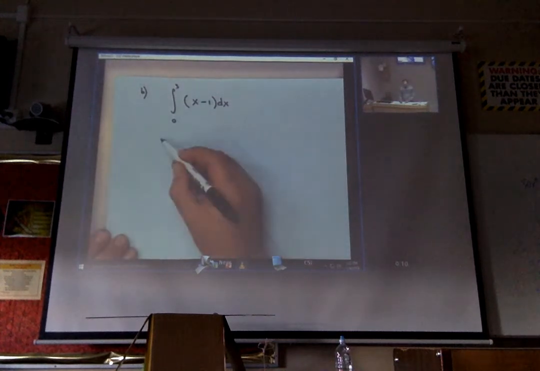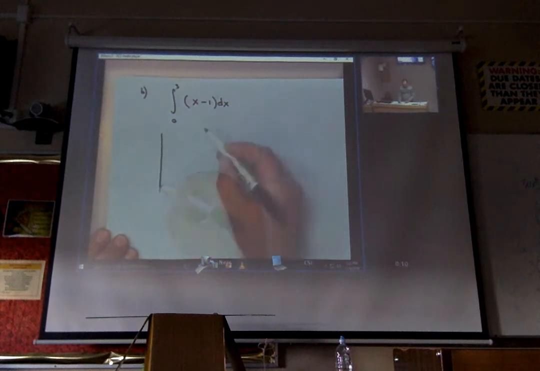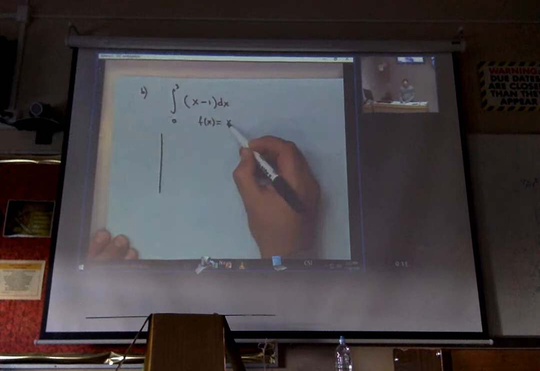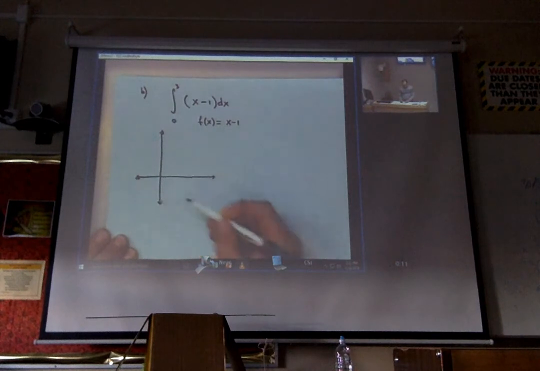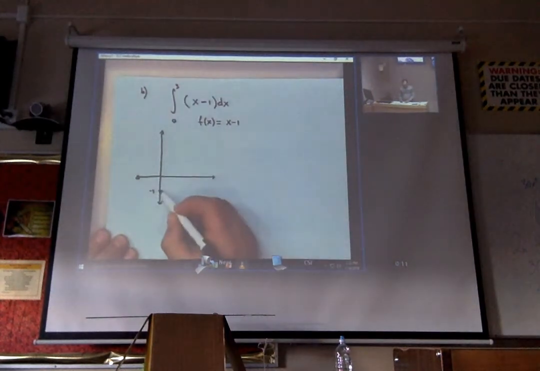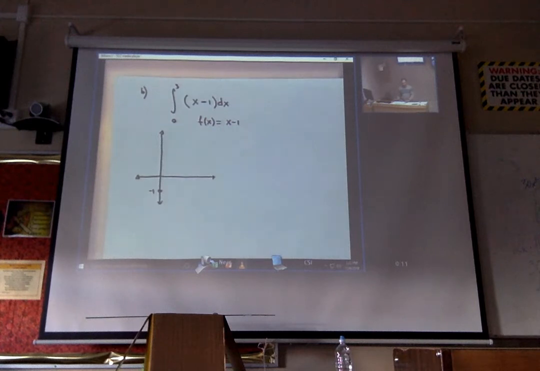So when we graph this function, which, if you want to put it separately, f of x is x minus 1, you all know that we have a line, and -1 is the y-intercept with the slope.